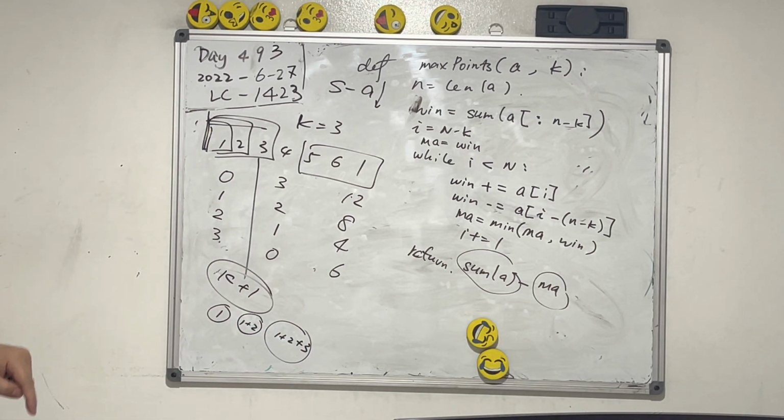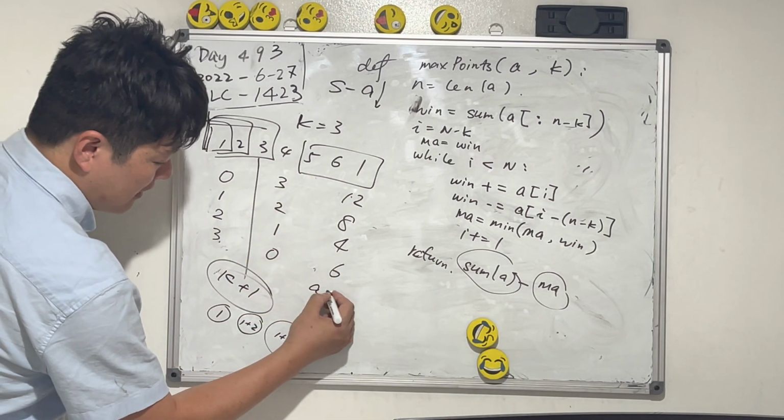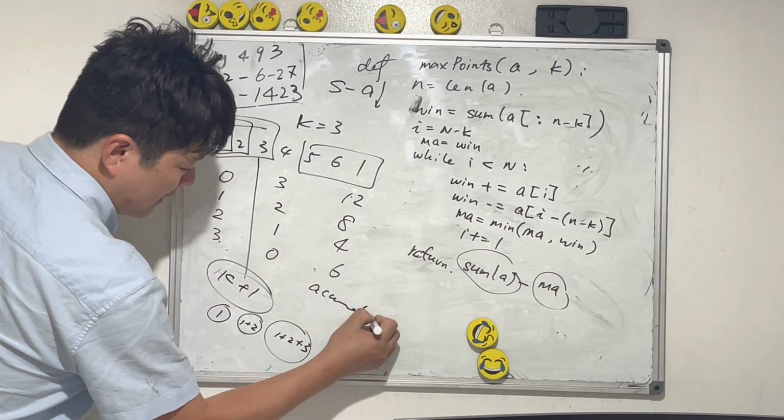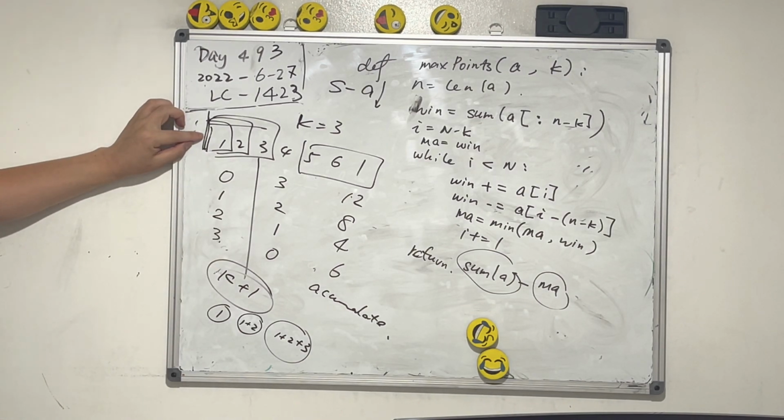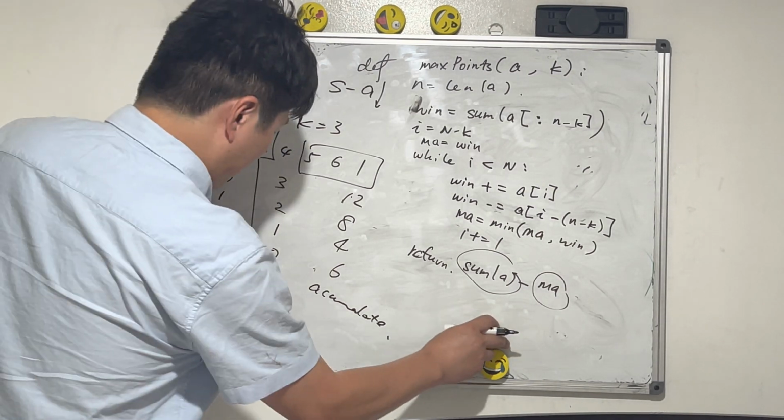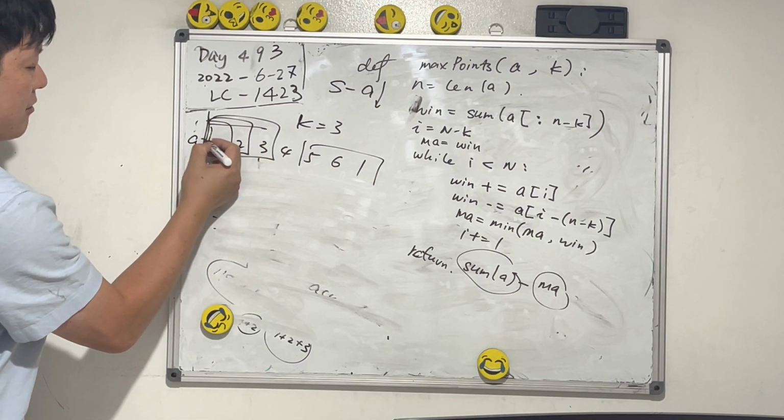Right? And then we talked about this accumulate function, remember? Accumulate. Yeah? So when we accumulate, look, this is the array. When we perform this accumulate, what does it become? This is the array, right? A equals this.